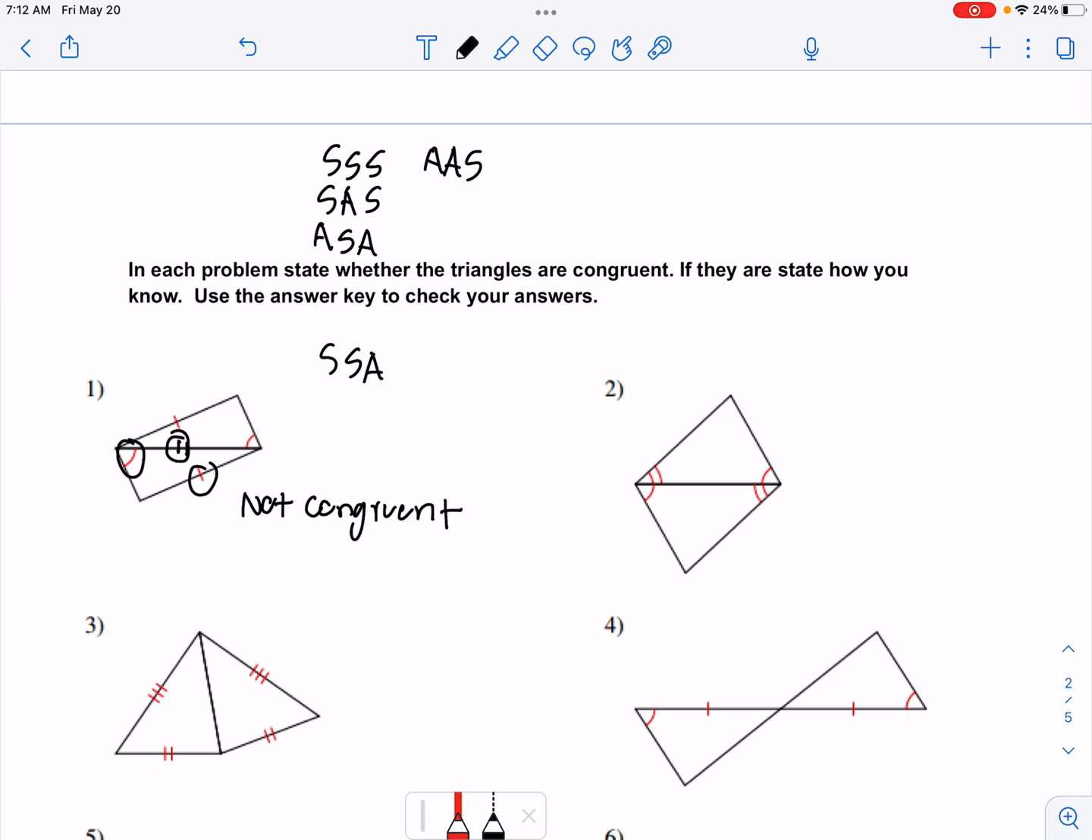Okay, number 2. Once again, this side right here is congruent to itself by the reflective property, because both of those triangles share that side. So it looks like we have angle, side, angle. So these would be congruent by angle, side, angle.